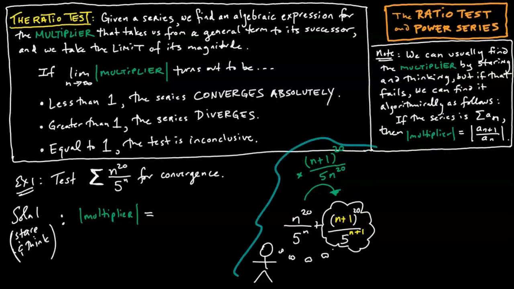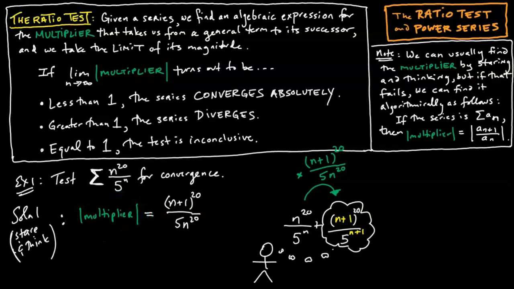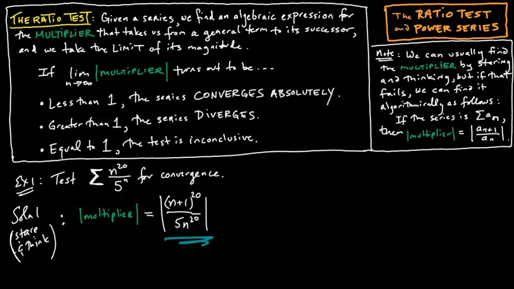Now again, I wrote this out with a little stick figure here, but after a while, and that while is very short, you won't need that. You'll just look at this thing directly and say, well, let's see, what's my multiplier going to be? Well, clearly I'm going to need a 5 downstairs, because I'll be going from 5 to the n to 5 to the n plus 1, and upstairs I'm going from n to the 20th to n plus 1 to the 20th. Oh, I see, so I need an n plus 1 to the 20th upstairs, but I need an n to the 20th to balance it out downstairs. Oh yeah, and I'm looking at the absolute value of the multiplier, so I better tack those on as well.